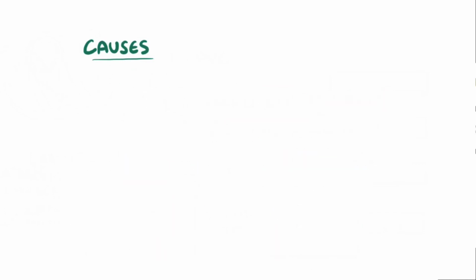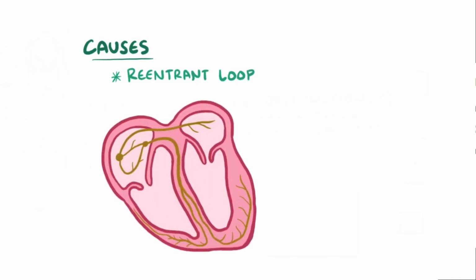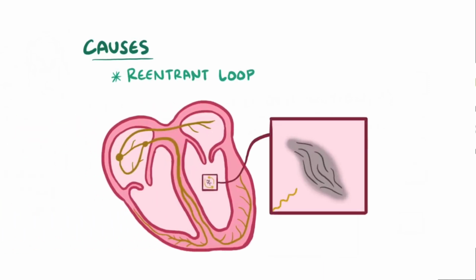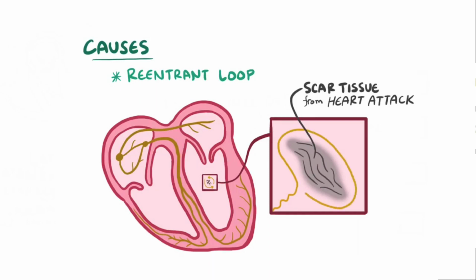A final type of ventricular ectopic focus is a reentrant loop, where a depolarization wave encounters tissue that doesn't depolarize, which could be something like scar tissue after a heart attack. And as a result, the wave starts going around and around that tissue, forming what's called a reentrant loop. A reentrant loop basically starts sending out depolarization waves to the rest of the heart tissue each time the wave goes around.